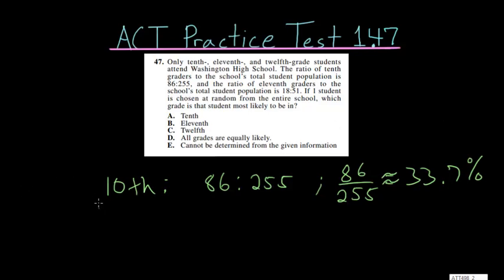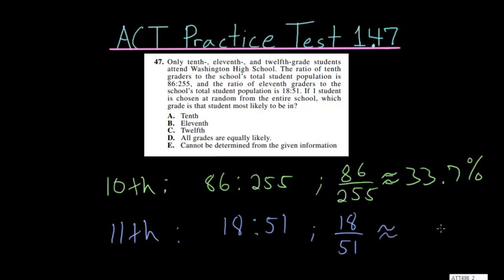And now we can do the same thing with 11th graders. So 11th graders, we know the ratio is 18 to 51, which we can again just treat as a fraction. So 18 divided by 51, and when you put this into the calculator, you get approximately 35.3%. So right away, you already know that there are more 11th graders than 10th graders.